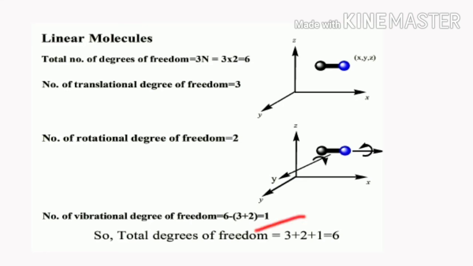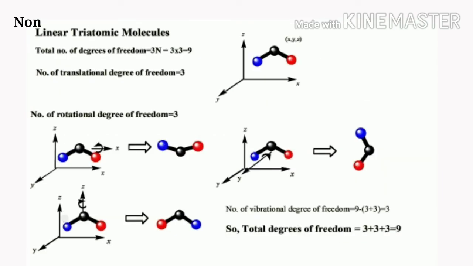Therefore, the number of vibrational degrees of freedom is equal to 6 minus (3 plus 2). 3 plus 2 is the number of translational plus the number of rotational degrees of freedom. So this is equal to 1. Okay, and out of the total number 6, we have 3 translational, 2 rotational, and 1 vibrational degree of freedom.